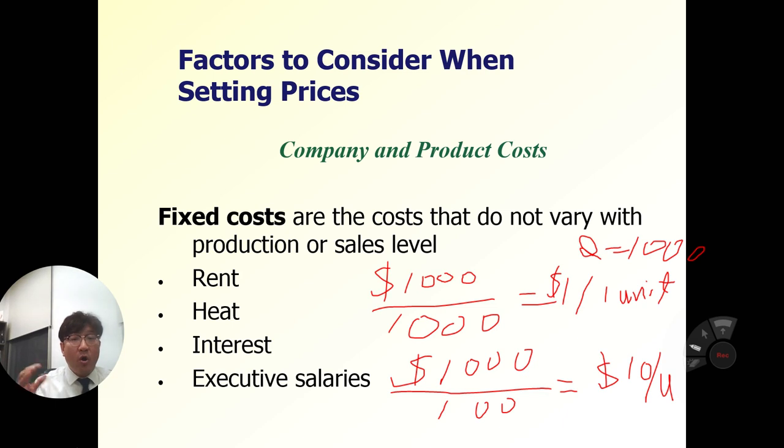As a whole, the fixed cost doesn't vary on the production level. But when we calculate fixed cost per unit, it varies on the production level, like this, right? So when you make more units, fixed cost per unit decreases from $10 to $1, right? That is the fixed cost per unit.